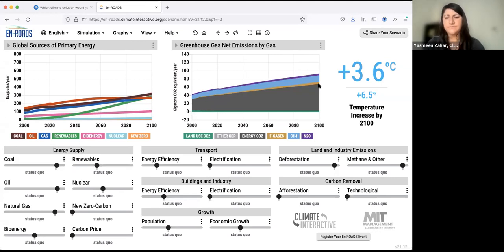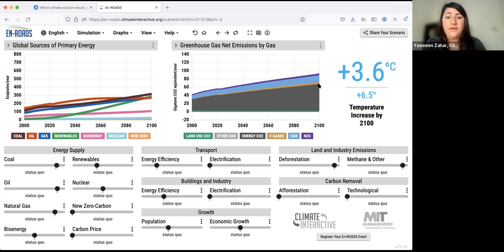And so given this fuel mix and these expected trends out through 2100, we might expect to see temperature rise to around 3.6 degrees Celsius by 2100. And so that's just a starting point for us to look into and see how we can get that number down to 2 degrees and aiming for a 1.5 degree world.